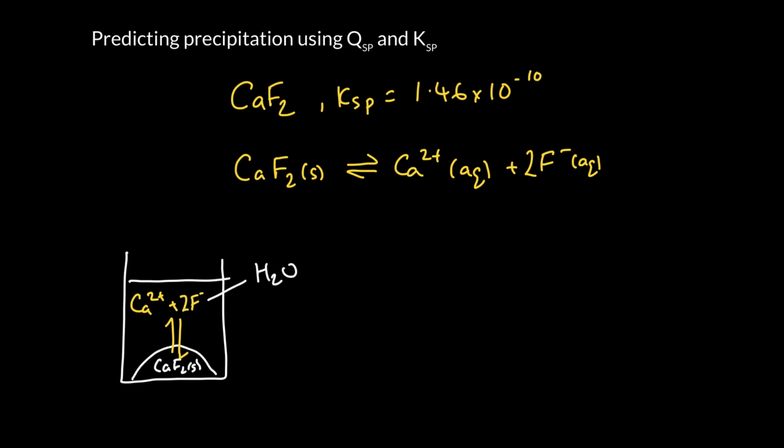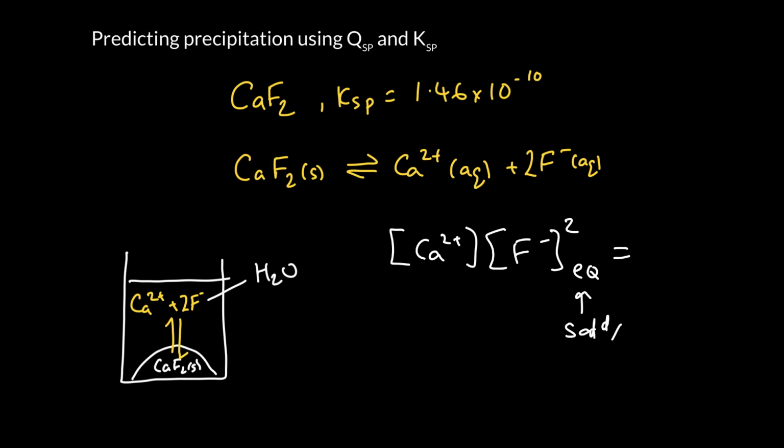So once it's saturated, if we take the concentration of the calcium ion and multiply it by the concentration of the fluoride ion squared, at equilibrium, which in this case means that we are saturated, then this is equal to this equilibrium constant. And this special constant we're calling Ksp. All right, so far so good.